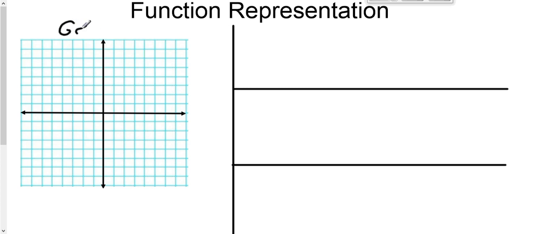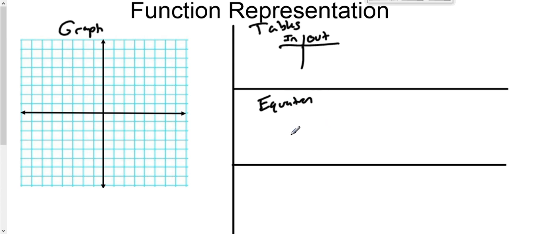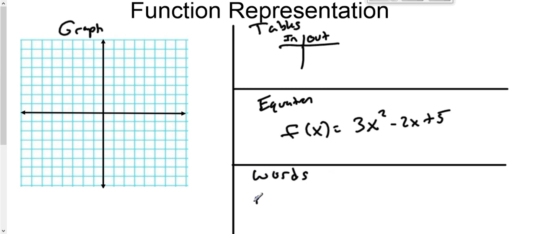One, a graph, where we have our plotted points. They could be lines, curves, just a series of dots. They could be tables, our t-charts, inputs and outputs. They can be an equation, something as simple as f of x equals 3, to something complicated like 3x squared minus 2x plus 5. And the last way, it can be described with words that relate independent variables and dependent variables with the information given.